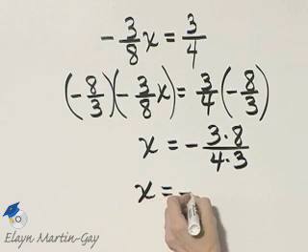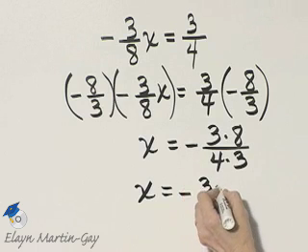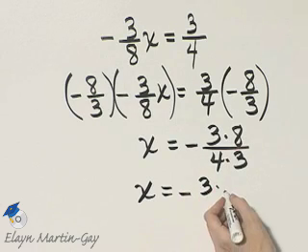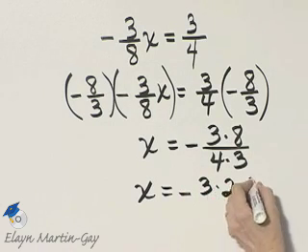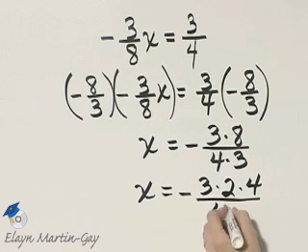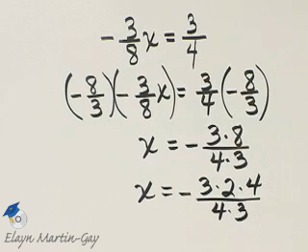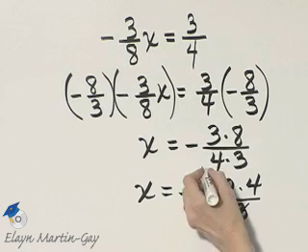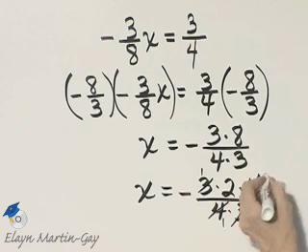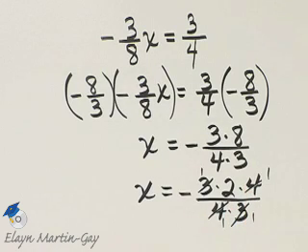X is equal to negative. I'll go ahead and write that as 3 times 4 and 8 have a common factor of 4, so I'll write 2 times 4 over 4 times 3. Now let's see what happens. The 3's divide out, the 4's divide out, so I have negative, and then 1 times 2 times 1, that's 2, over 1 times 1, and 2 over 1 is 2, so the result is negative 2.